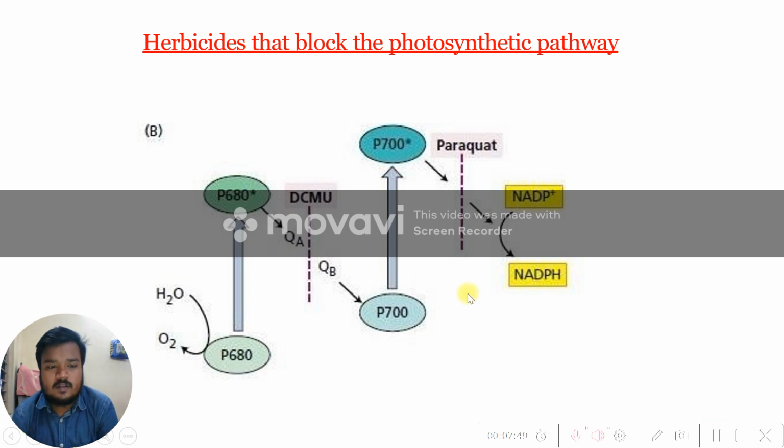Now there are inhibitors of photosynthesis in the light reaction. There are two inhibitor compounds. DCMU, or dichlorophenyl dimethylurea, inhibits the electron transport from quinone A to quinone B, and another one is paraquat, which inhibits the electron transport from the P700 excitation phase.